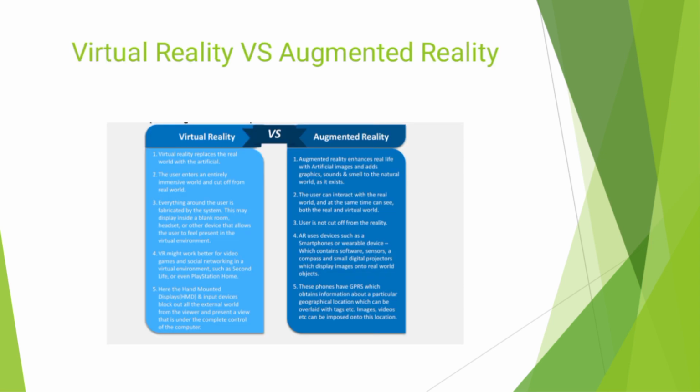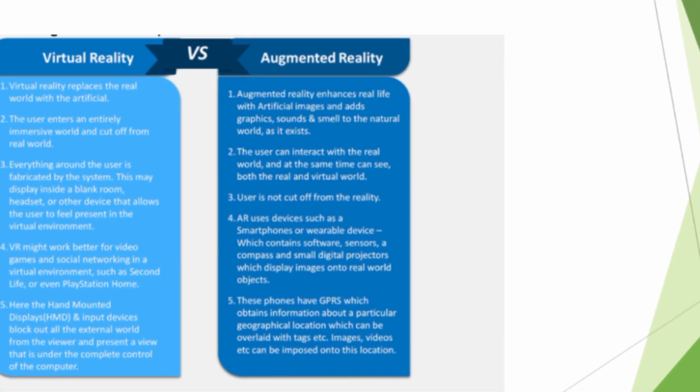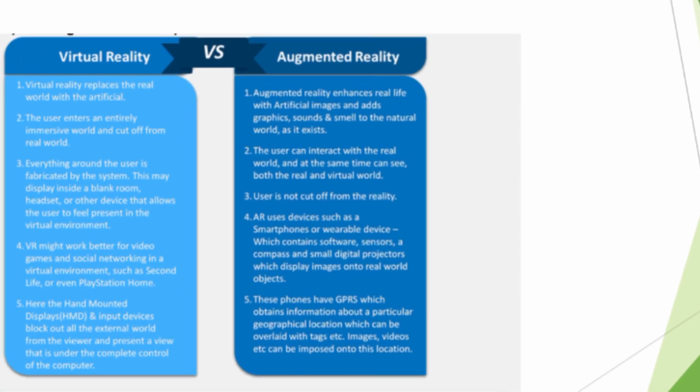Then what is the comparison between virtual reality and augmented reality? Virtual reality replaces the real world with the artificial. Augmented reality enhances real life with artificial images and adds graphics, sound and smell to the natural world as it exists. In the case of virtual reality, the user enters an entirely immersive world and is cut off from the real world. But in the case of augmented reality, the user can interact with the real world and at the same time see both the real and virtual world.